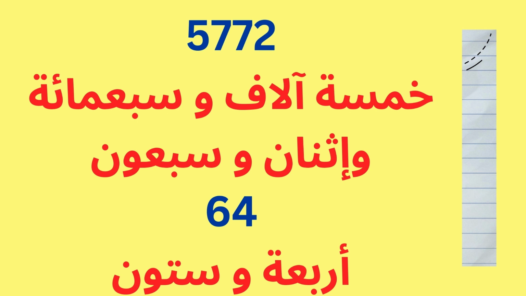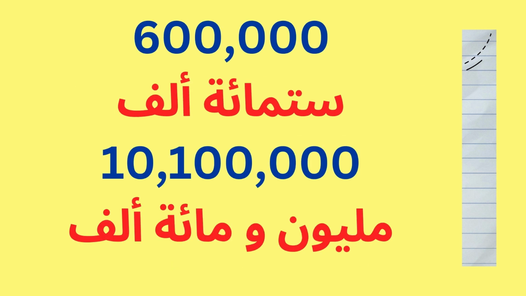Let's look at some other examples. 5772. Notice that the thousands come first, followed by hundreds, 700, followed by the ones, 2, followed by the tens, 70. 64. The ones, of course, precede the tens in this example.